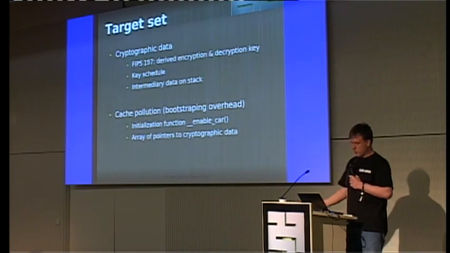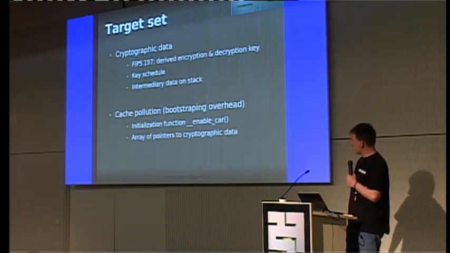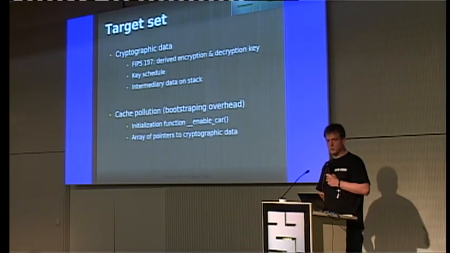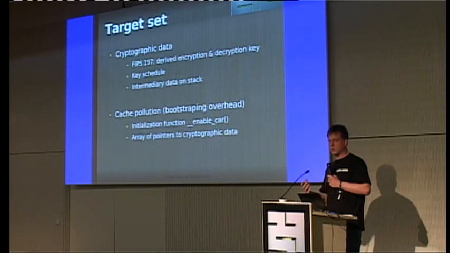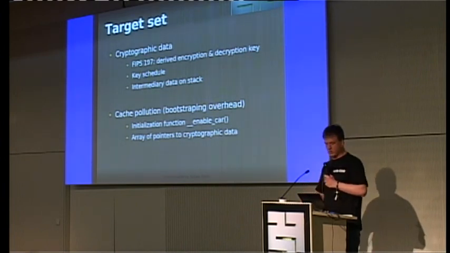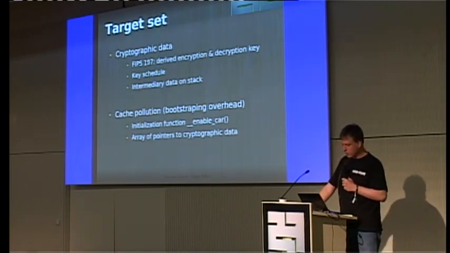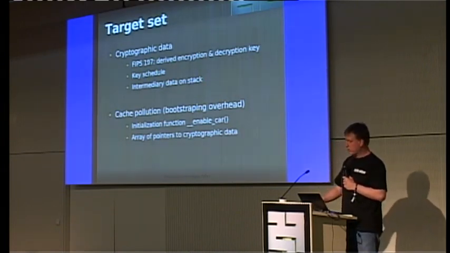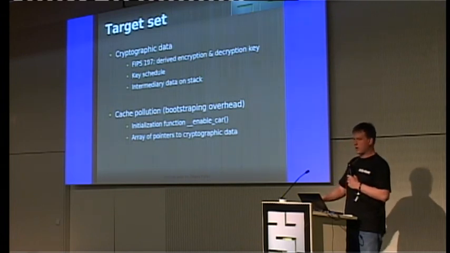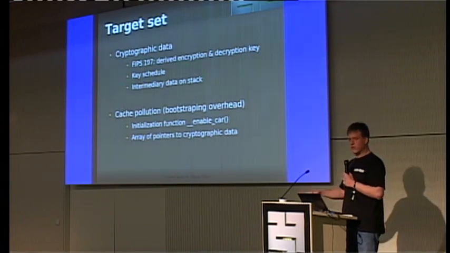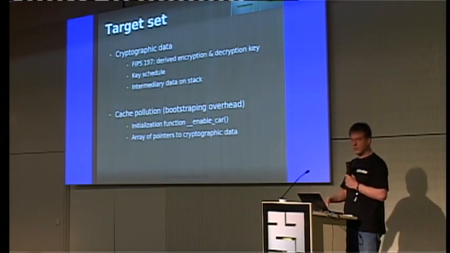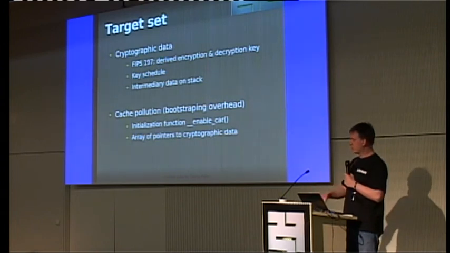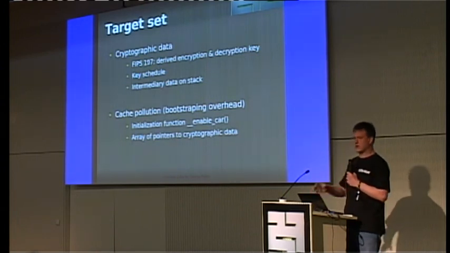So when you activate the frozen cache mode, you have to consider cache pollution, because the code that initializes it will be present in the cache, in the level 1 instruction cache, but definitely in the level 2 cache. So this code itself needs to be considered when activating frozen cache mode, and also the pointers to the cryptographic data itself need to be considered. So you have the data you want to protect, the data that points to the data that you want to protect, and the code that actually does protect the data.